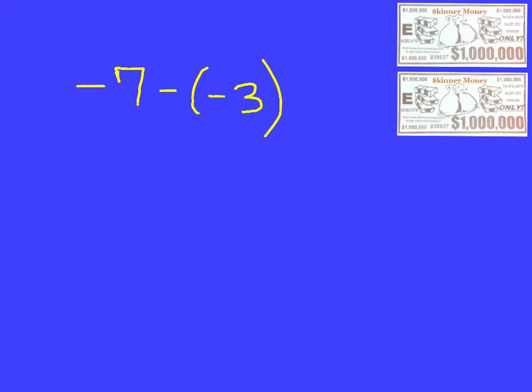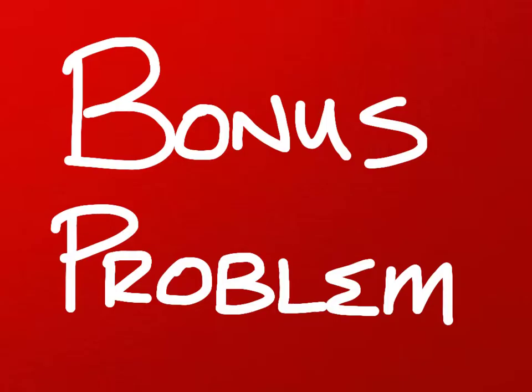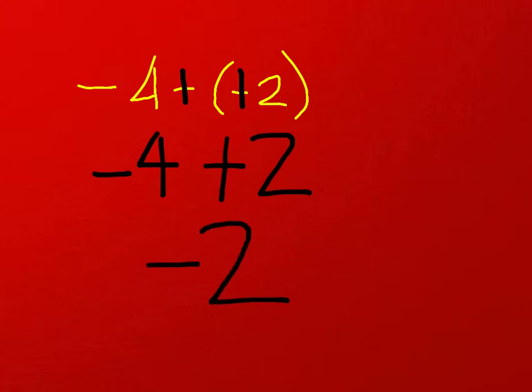Negative 7 minus negative 3. When we have a minus a negative number, we can change the signs to plus positive. So we have negative 7 plus 3, and negative 7 with a positive 3 will give us negative 4. For this one, remember when we add a negative or subtract a negative, we can change the signs to plus positive. So negative 4 plus 2. And then negative 4 and positive 2 will give us negative 2.